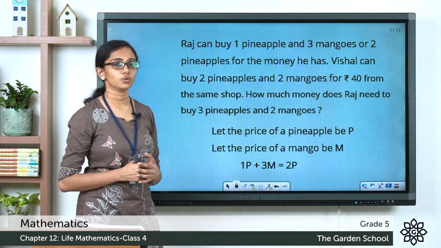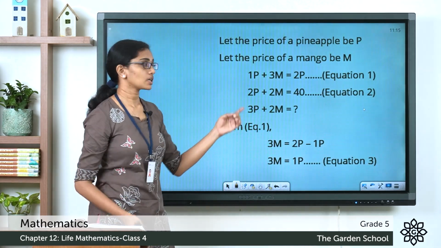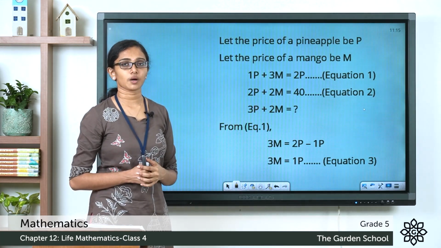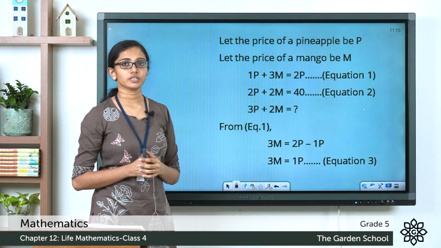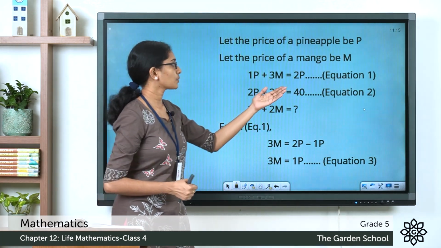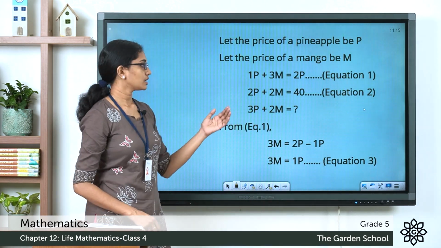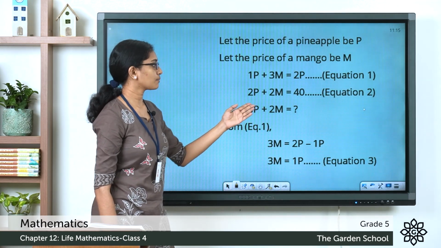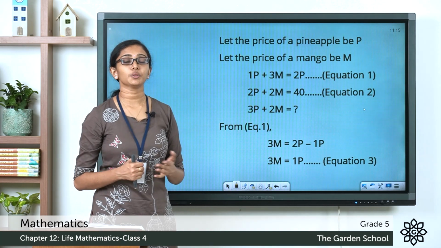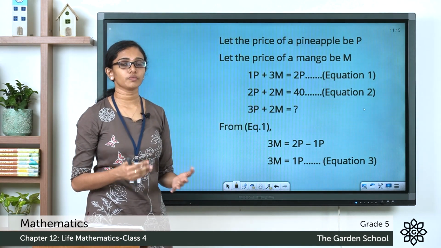The price, the value. Now, again it is mentioned that Vishal buys 2 pineapples and 2 mangoes for rupees 40 from the same shop. So, there we have another equation. For the ease of calculation, I am going to name these equations as equation 1 and equation 2. Now, in the question, we are asked to find out the money needed to buy 3 pineapples and 2 mangoes. So, to calculate the total amount needed, we need to find out what is the cost of 1 pineapple and 1 mango. So, how do we find it?